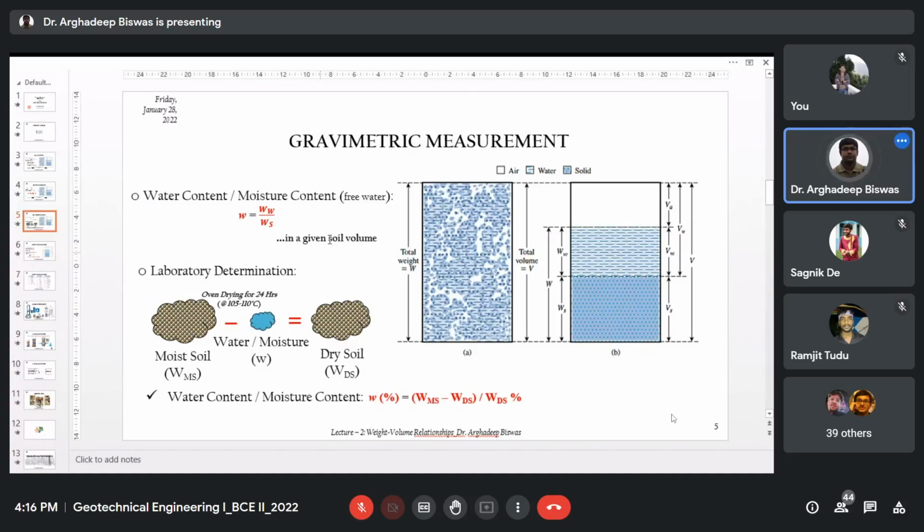What will happen? The free water, mind it, free water only. I am extracting the free water from that body and it becomes the dry soil. Okay, now what do you have? You have dry soil weight, you have moist soil weight. If you deduct these two, you will get the weight of water. And you just divide that weight of water by the dry soil weight, and you will get the moisture content. This is a laboratory experiment for you. You will be doing that laboratory experiment probably not in this semester, but the next semester. This is one of your laboratory experiments, which is explained here simply.